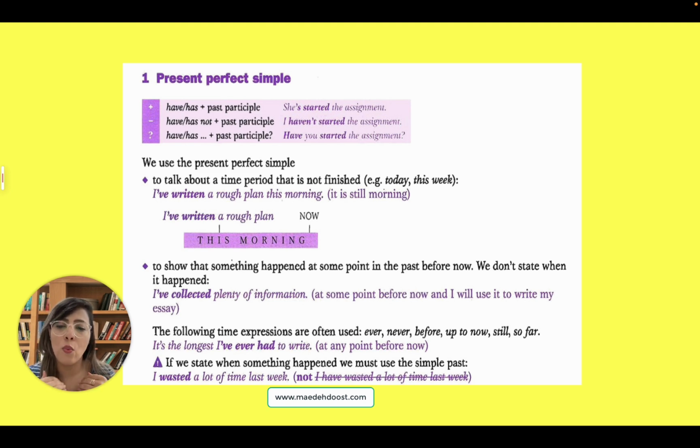For example, I wasted a lot of time last week. If you say I have wasted a lot of time last week, it's wrong. It's not correct because we have to say I've wasted a lot of time so far, up to now, before. Yes, that's it. So this is one of the most important differences between present perfect simple and past simple.